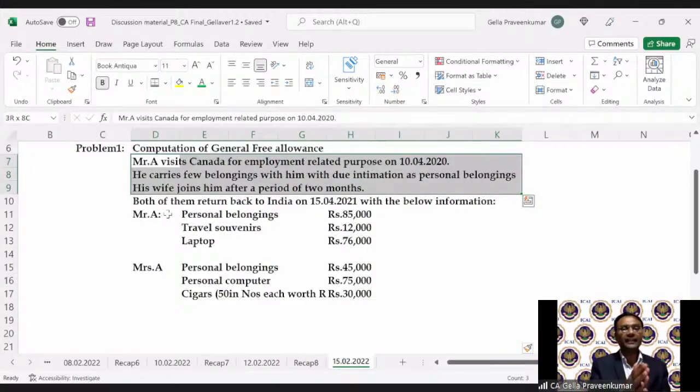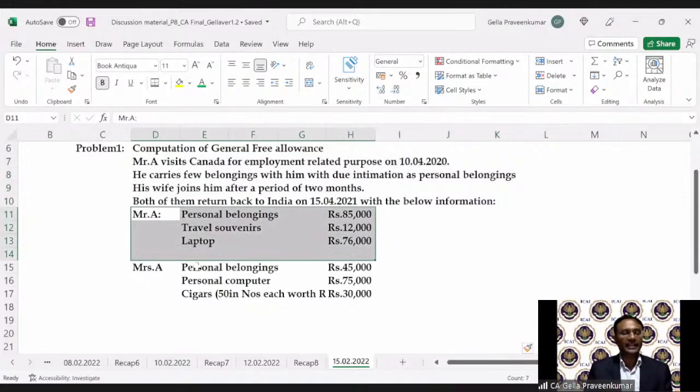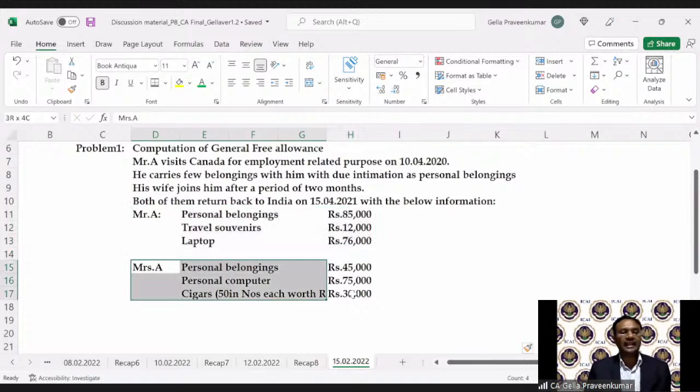So this Mr. A, when he has visited Canada, he got an employment, and within a span of 2 months, he could get a visa for his wife, and she also visited Canada. Now, both of them returned back to India on 15th April 2021. Mr. A and Mrs. A come back to India on 15th April 2021 with the following information. Now, look at this carefully, students. Mr. A gave a separate declaration, Mrs. A gave a separate declaration.